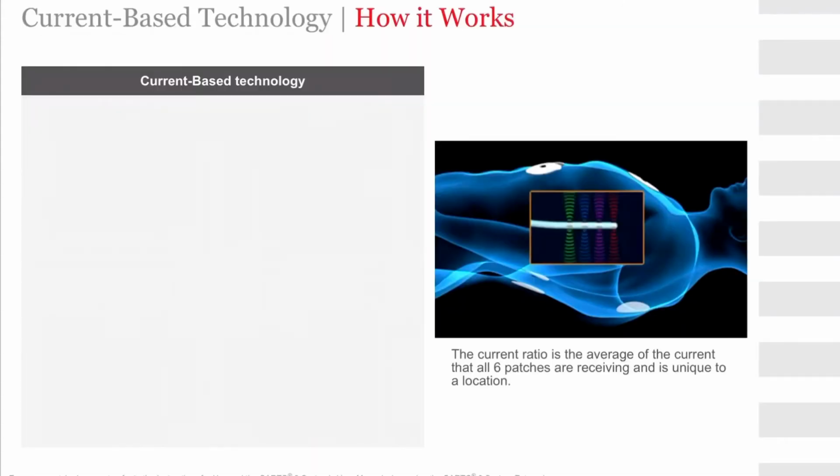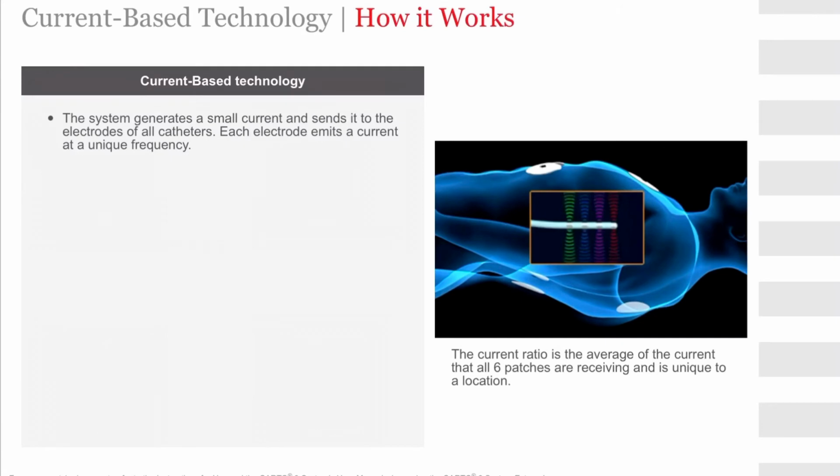Here's how it works. The system generates a small current, which is sent through all the catheter electrodes to the 6 patches on the patient's body. Note that each electrode emits a current at a unique frequency. The 6 patches collect this current and measure the strength of the current at each patch.